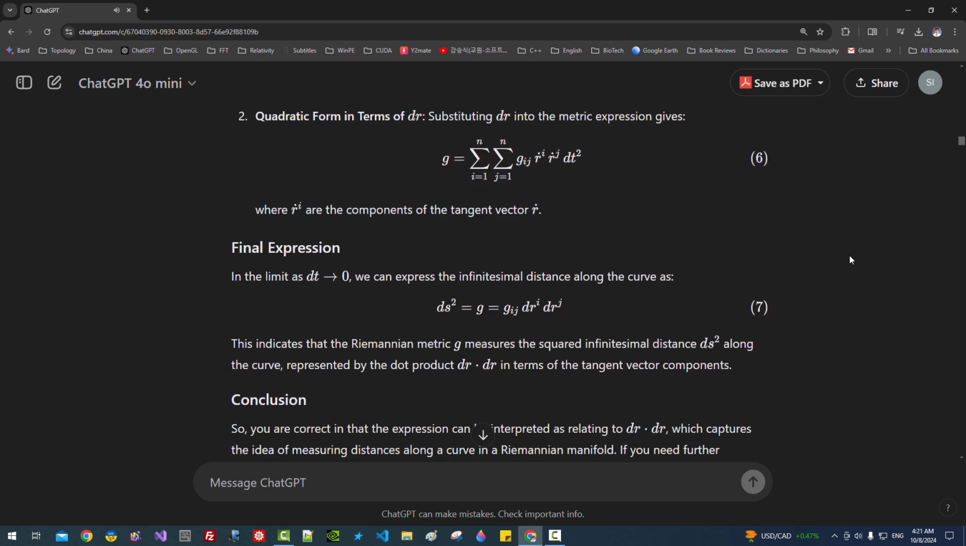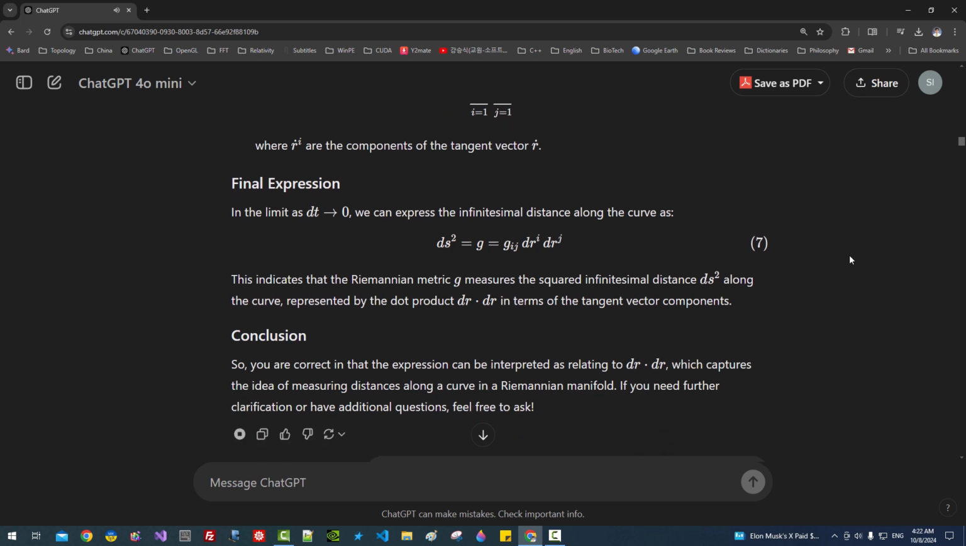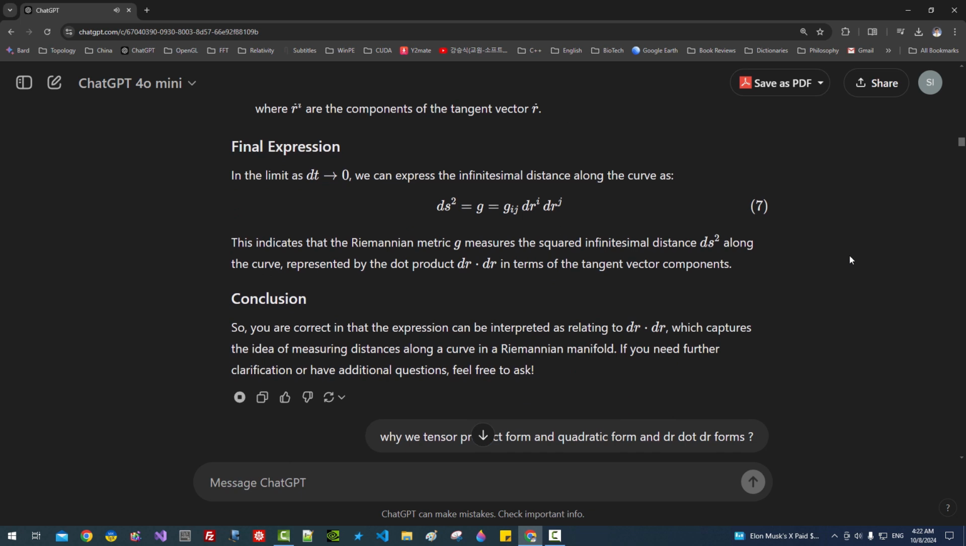2. Quadratic form in terms of dr. Substituting dr into the metric expression gives g equals the sum over i and the sum over j of g_ij r-dot^i r-dot^j, where r-dot^i are the components of the tangent vector. Final expression. In the limit as dt goes to 0, we can express the infinitesimal distance along the curve as ds squared equals g equals g_ij dr^i dr^j, tag 7.